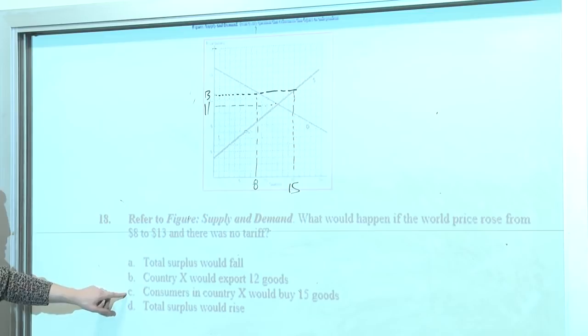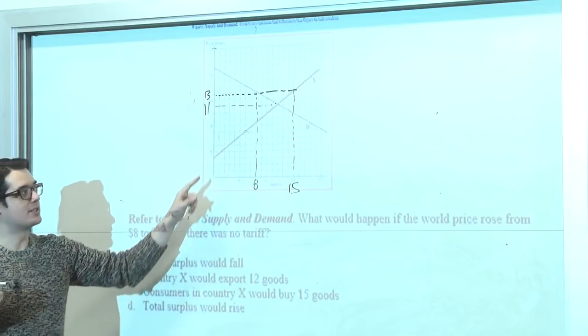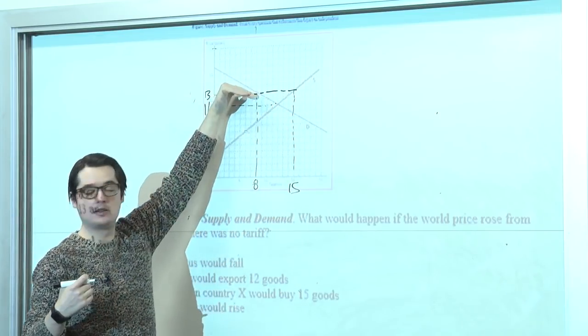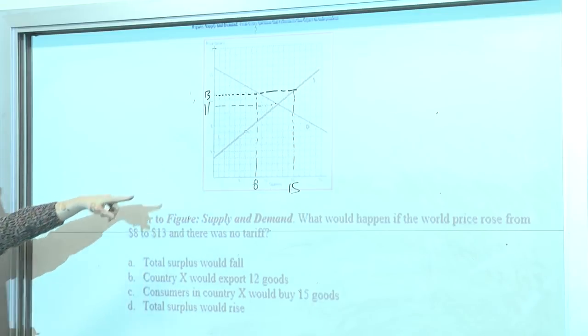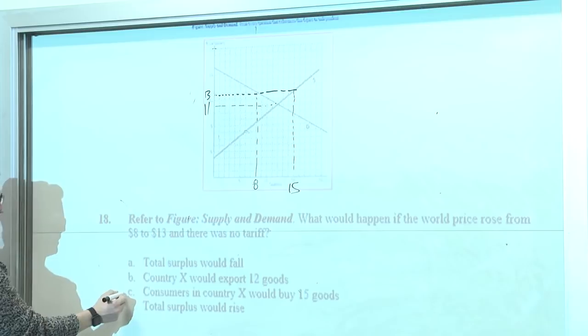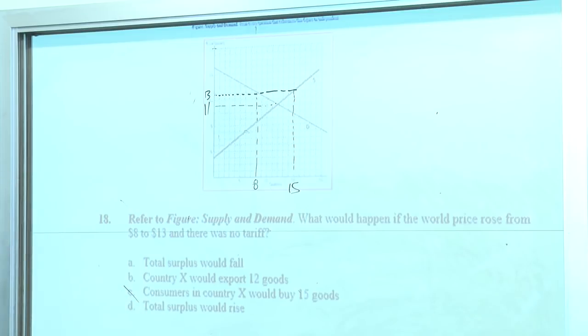So would consumers in country X buy 15 goods? Domestic consumers, how much are we willing to buy domestically in country X? Let's see, this is our demand curve, right? So where does price hit the demand curve? At 8. That is all the domestic consumers are willing to buy. Okay, so this is wrong.